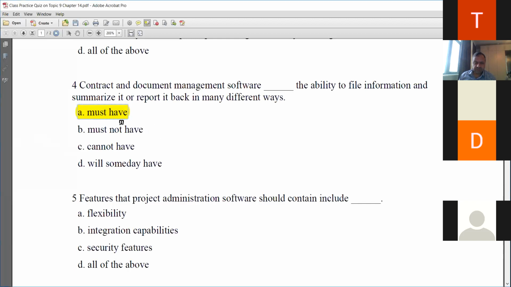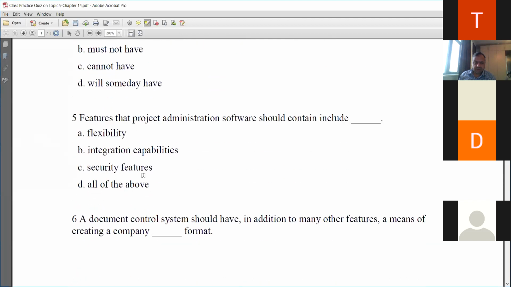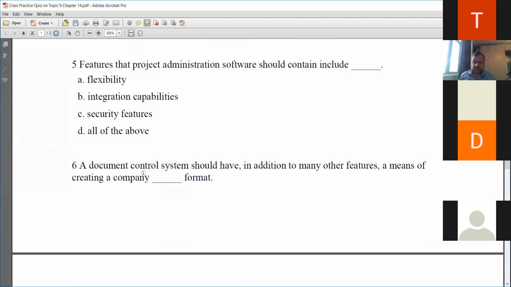Okay, next is: features that project administration software should contain include flexibility, integration capabilities, security features, all of the above. D. This time, surely all of the above. Okay, so you would like to have all of those features.